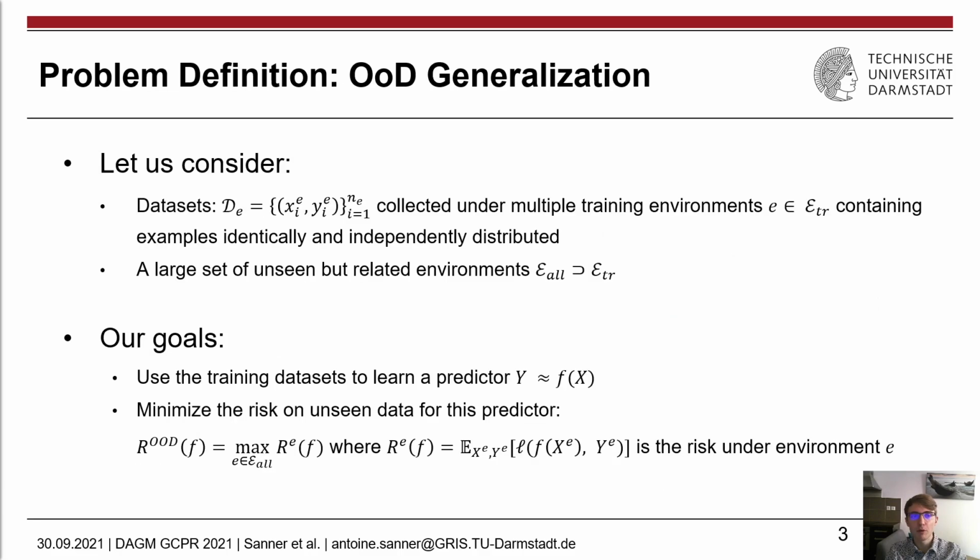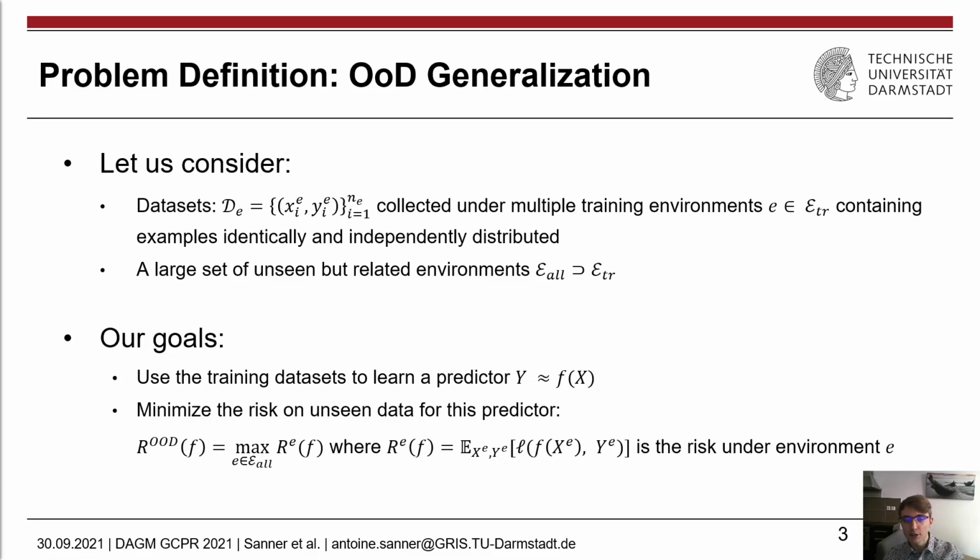So now if we formalize the problem definition, we can consider that we have gathered a certain number of datasets under different training environments. One environment simply encompasses the different parameters of your acquisition, that is, which hardware you use, which acquisition parameters, and so on. If these parameters change, you get a different environment. As usual, the data points of one dataset are identically and independently distributed. And these training environments are, of course, part of a large set of unseen but related environments.